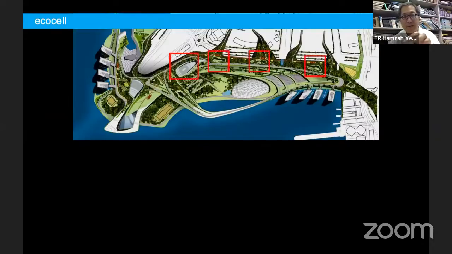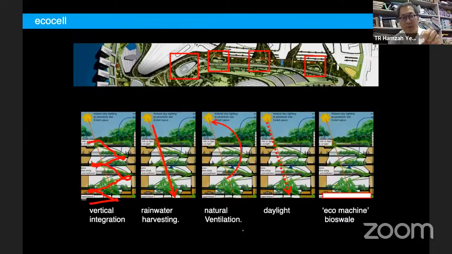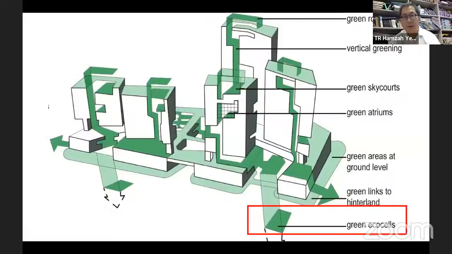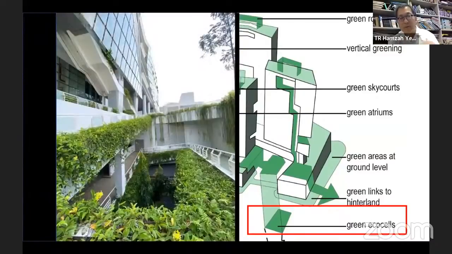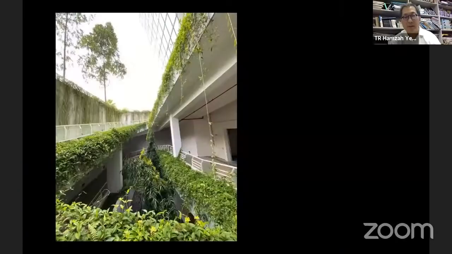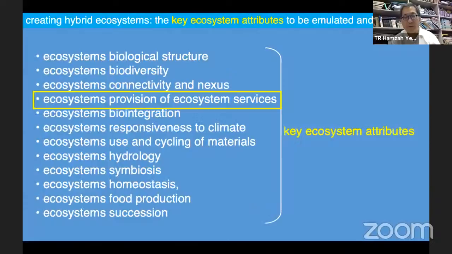And here we had a series of eco-cells. Eco-cells are basically voids that we cut in the podium that goes all the way down to the basement, that brings vertical integration of vegetation, rainwater harvesting, natural ventilation, daylight, and at the bottom we can put a Bioswale eco machine. And so this is the green eco-cell in this project. You can see the vegetation going all the way down and it's weaving its way into the basement area and right to the bottom. So there it is, the building that is next to the very famous bridge.